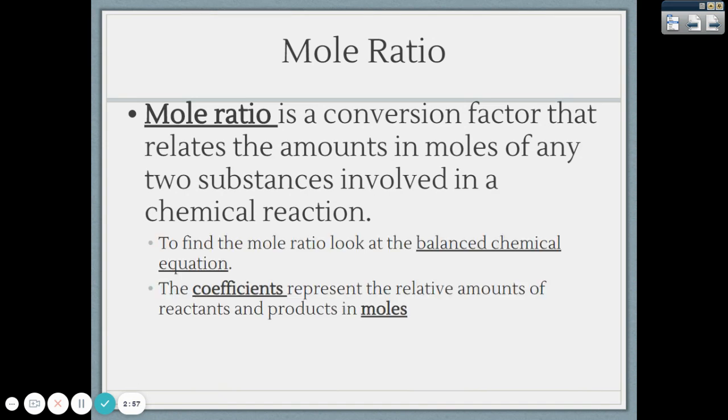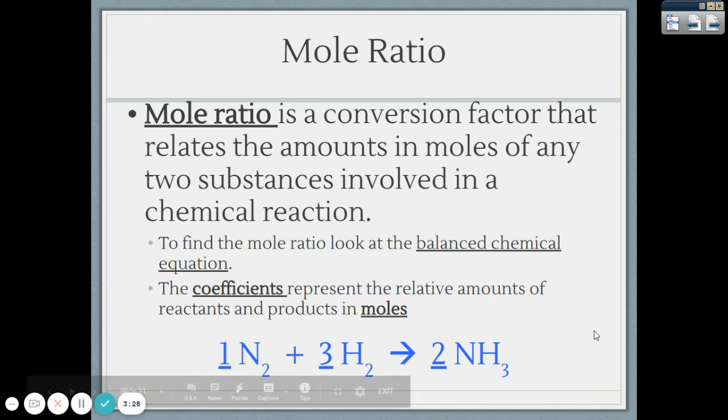So we're going to look at the balanced chemical equation, specifically focusing in on the coefficients, which are the big numbers in front of each compound. That gives us their relative amounts in moles. So relative, that means we're just comparing them to each other. So how do they relate? How do their amounts in moles relate to each other? And we can do this for the reactants and the products.